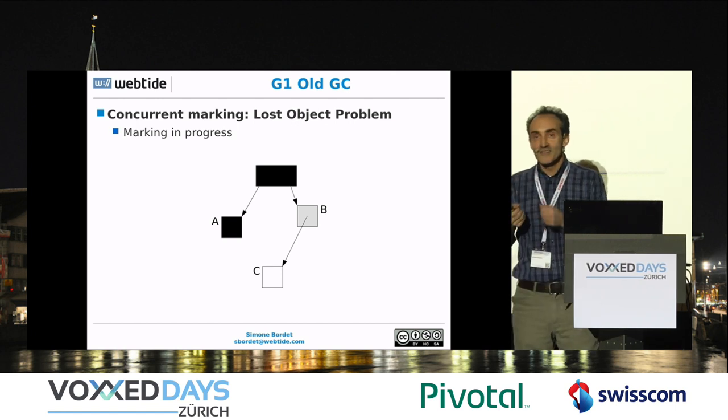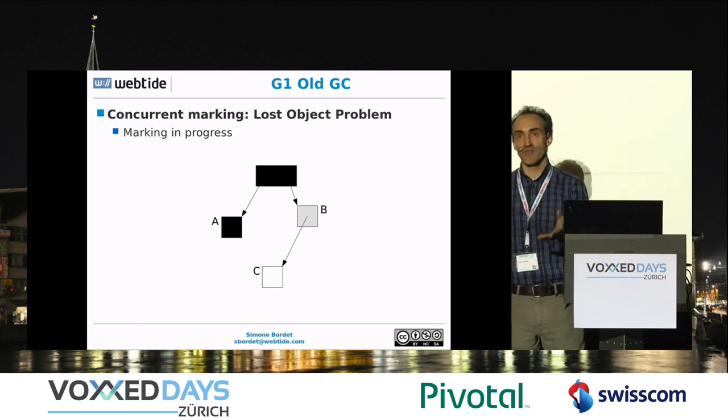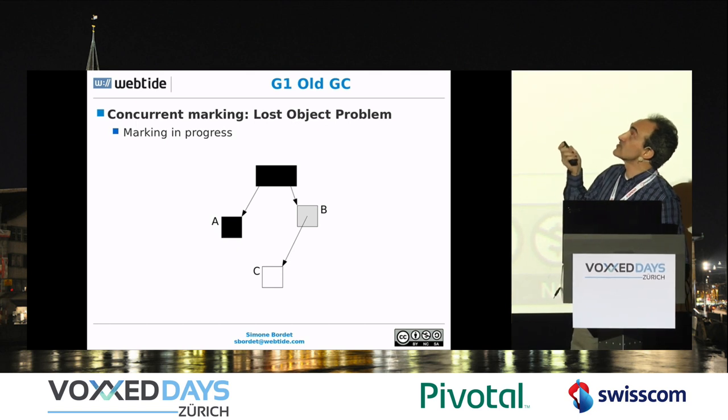However, the application is modifying pointers behind my back while I'm traversing the object graph in order to find who is alive. And so there is what is called in the literature the lost object problem.